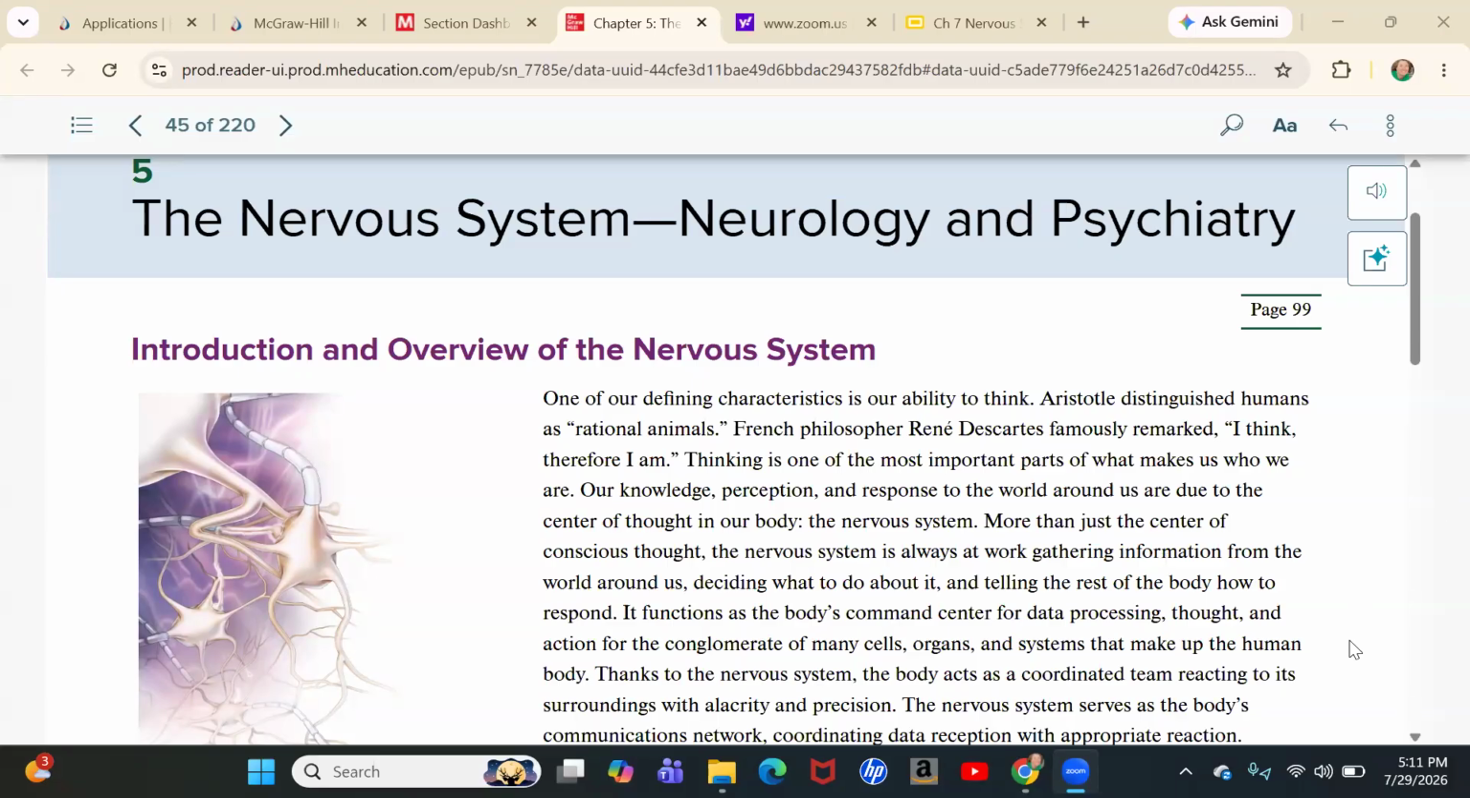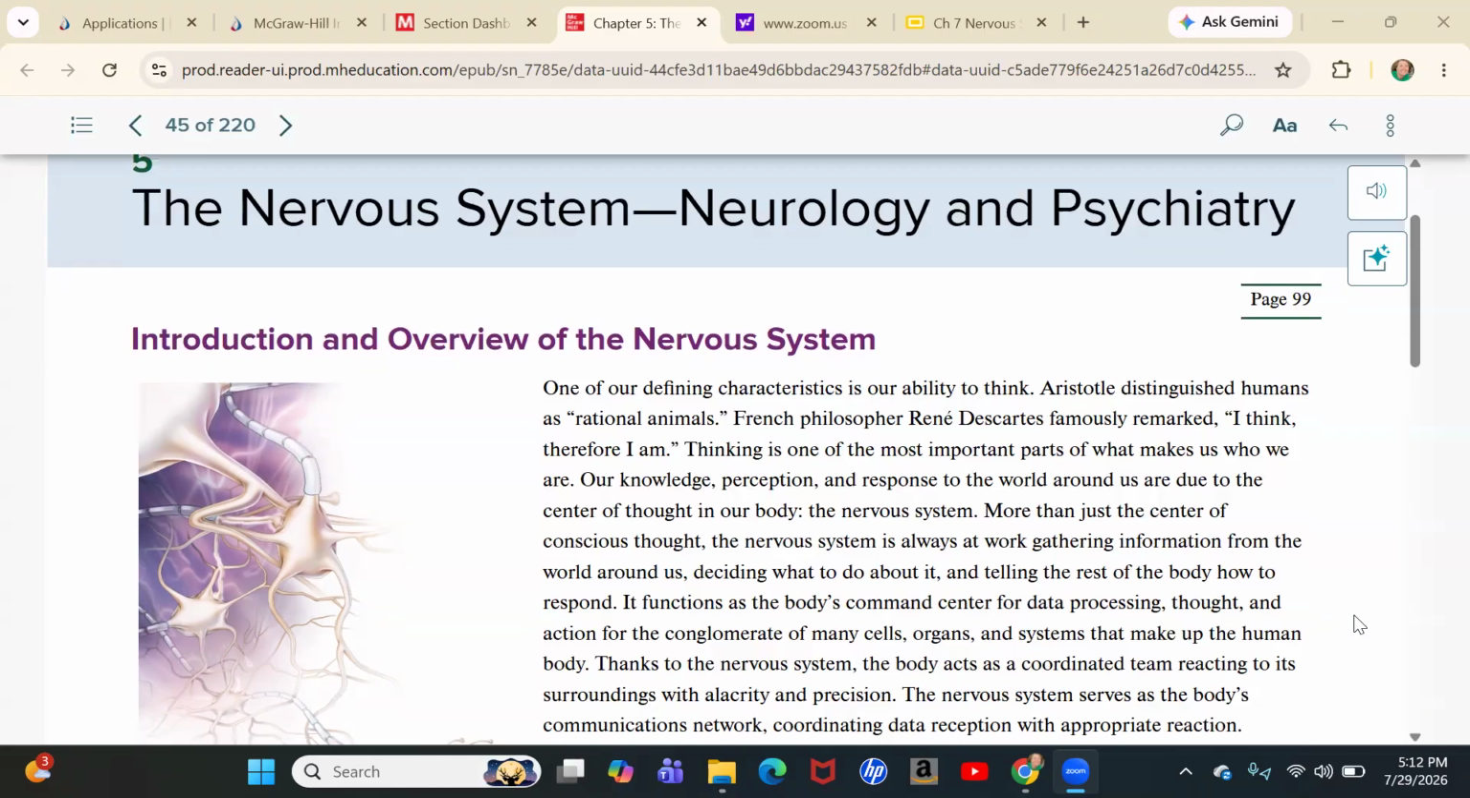Chapter 5, the nervous system. One of the more popular chapters, one of the more popular areas within healthcare: neurology, psychiatry, psychology. So it's a pretty interesting and fun chapter that we will work on here. I think, therefore, I am, one of those famous sayings that differentiates human beings from animals. Our consciousness, our ability to process thought, is all thanks to our nervous system.